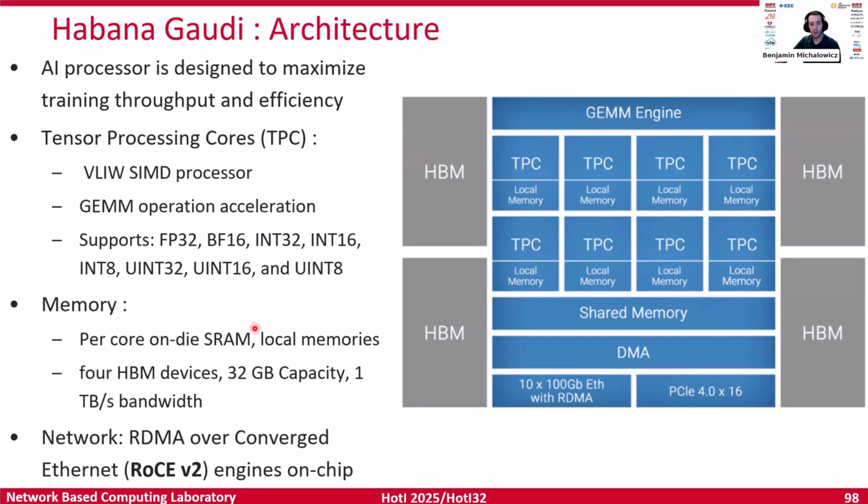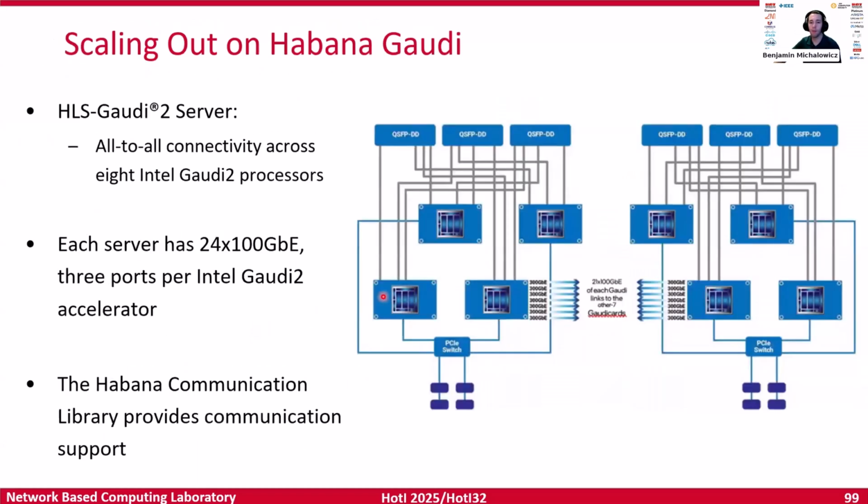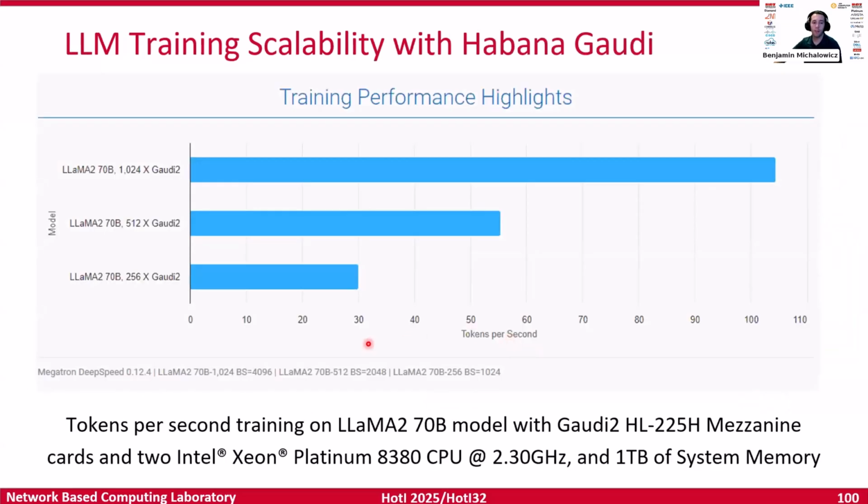This one, unlike other potential contenders, focuses more purely on RoCE v2 connectivity and has RoCE engines on the chip as well, both for scale up and scale out between different Habana Gaudi chips in a potential HLS Gaudi server. Habana Gaudi has their own collective library, HCCL or HICL, for communication support. To give an example of the throughput in terms of tokens per second, the more Habana Gaudi processors we have, going from 256 to 512 to over 1,000, we're able to get over 100 tokens per second.